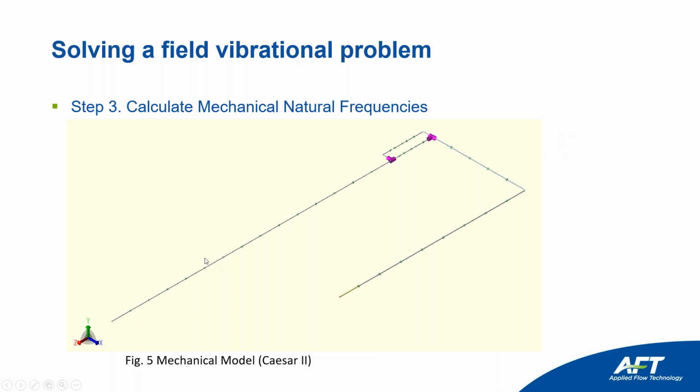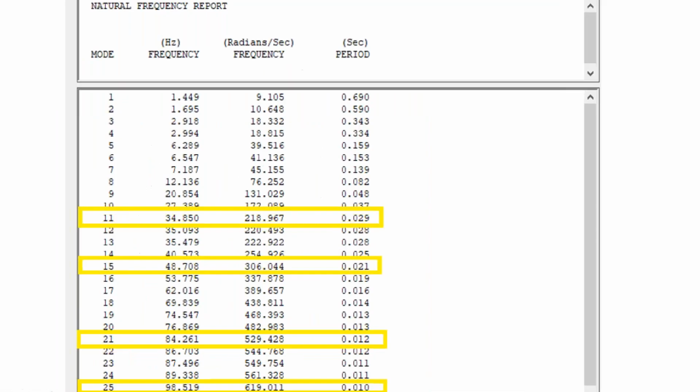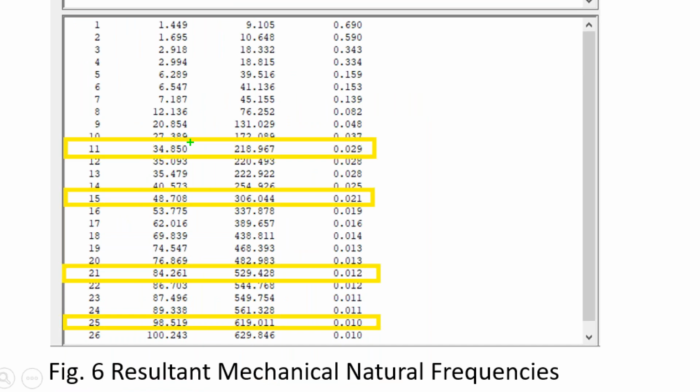So after that, we come here, and in step 3, we build a model using a pipe stress program. In this case, we're using Caesar 2, and we do a modal analysis. In the modal analysis, we see that at 34 hertz, we also see the frequency 48 hertz, very close, 84 hertz, and 98 hertz.